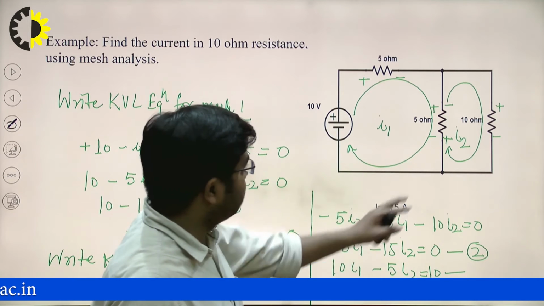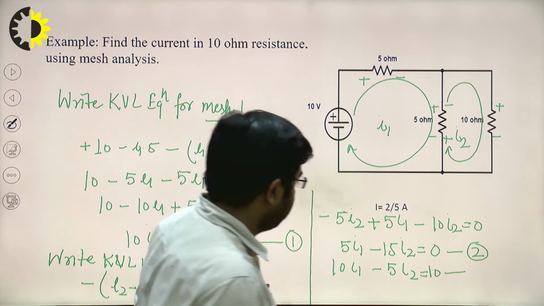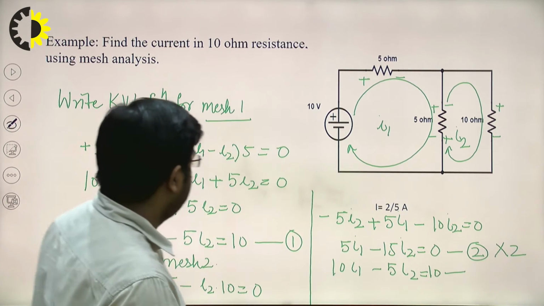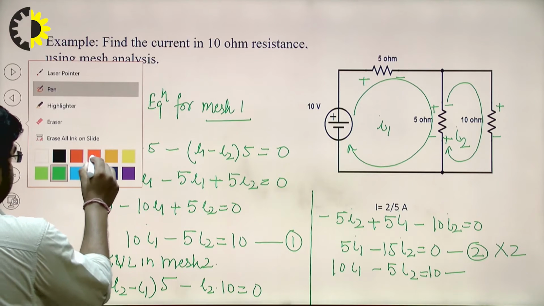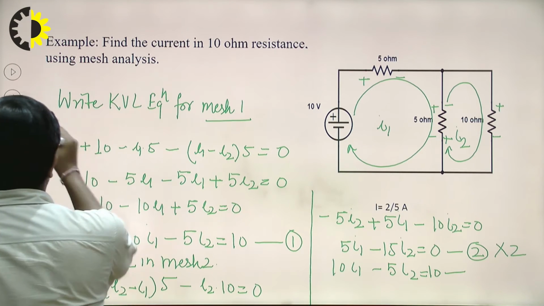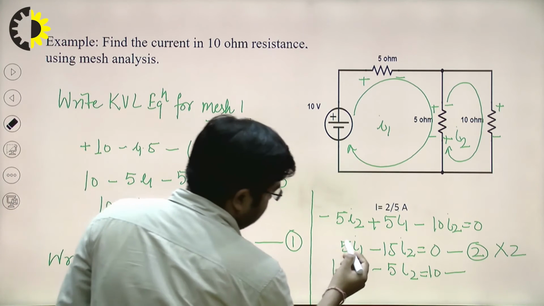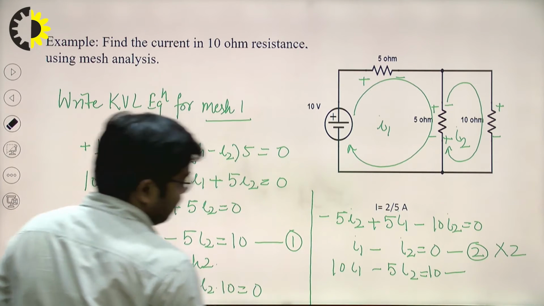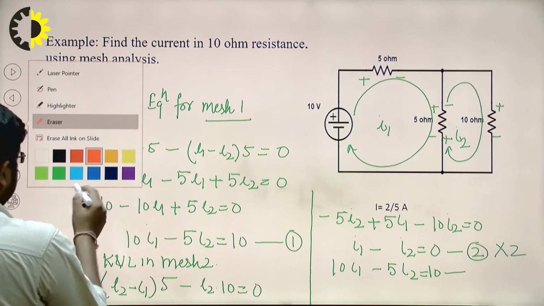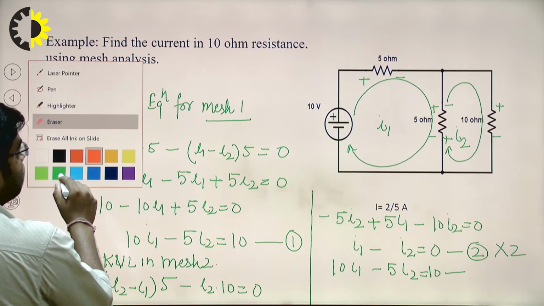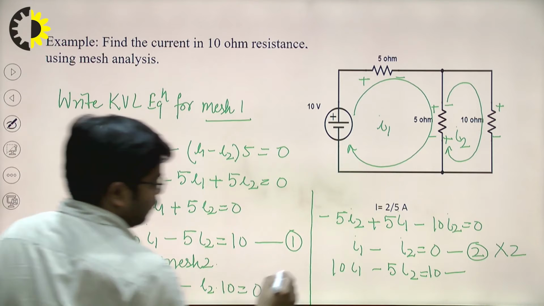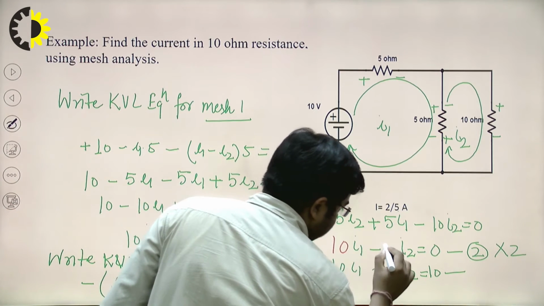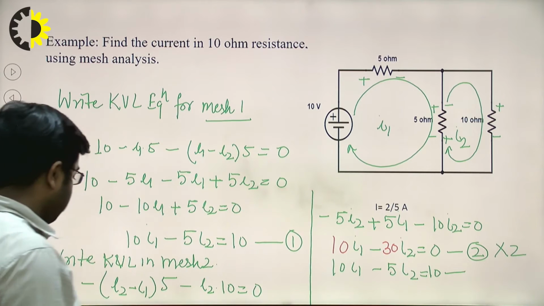actually here you have to find out this current I2. So it's better to multiply this equation number 2 with 2. So after multiplying this equation with 2, you will get here it will be 10 and this will be 30. After multiplying, this will be 10 and this will be 30. Just multiply this equation.